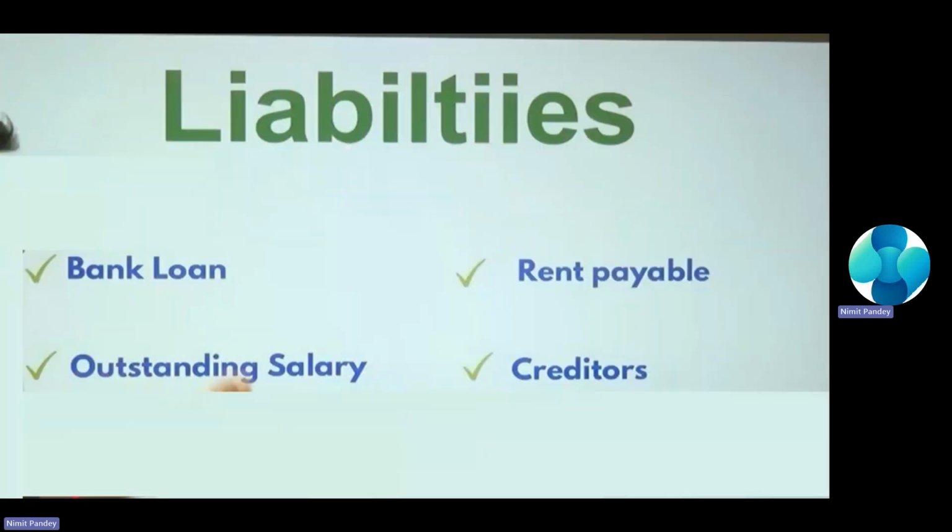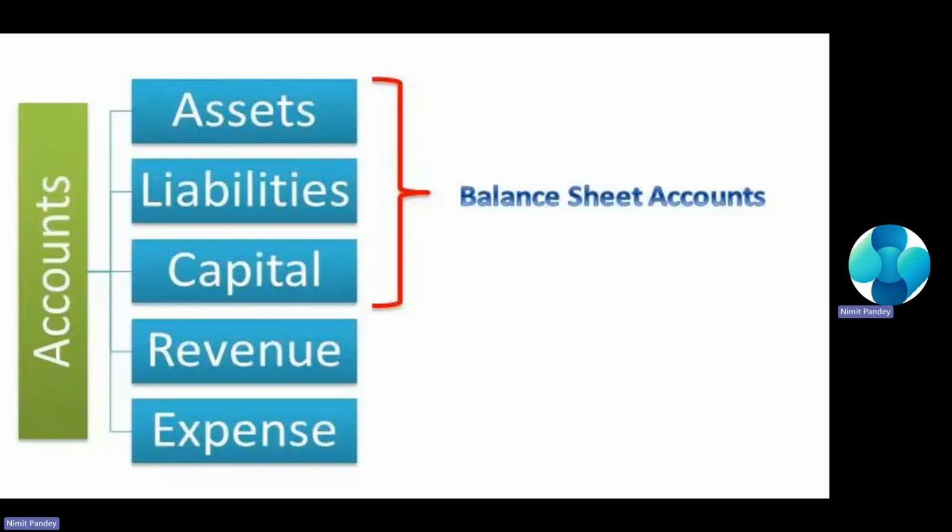So first we have to understand assets, liability, revenue and expense. Revenue means income and expenses. Capital belongs to the owner. All the things belonging to the owner are capital. So it's not a big part. We just concentrate on assets, liability, revenue, and expense.